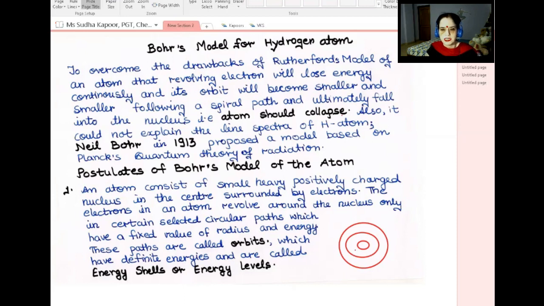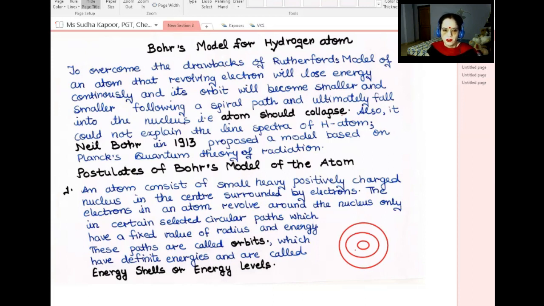Even the previous concept, that is the hydrogen line spectrum, was not explained by Rutherford. So to overcome these limitations of Rutherford, the Bohr model came into light, and it was given by Niels Bohr in 1913, which is based on Planck's quantum theory of radiation. So now let us talk about some of the important postulates of the Bohr model of the atom.